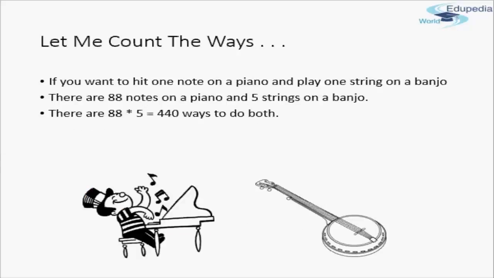Now let's take another example. If you want to hit 1 note on the piano and play 1 string on the banjo, there are 88 notes on the piano and 5 strings on the banjo. So the outcomes in the first case are going to be 88, and the outcomes in the second case, the banjo, are going to be 5. So what is the way to do that? The way to do this is basically 88 into 5. This is pretty straightforward stuff, but this is known as the fundamental counting principle.